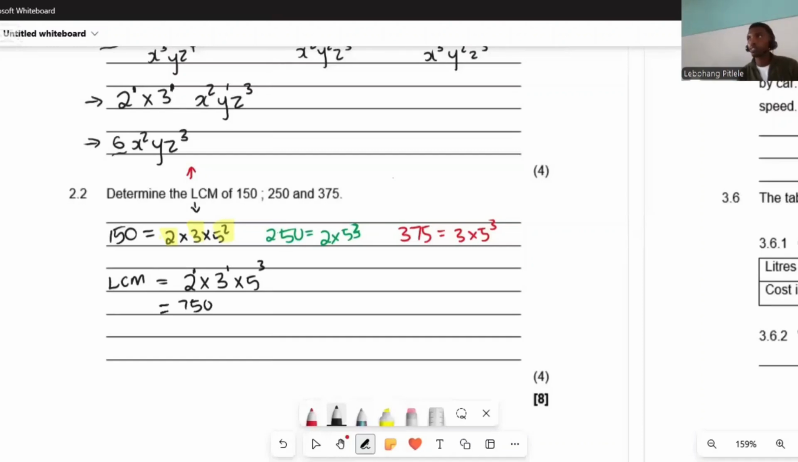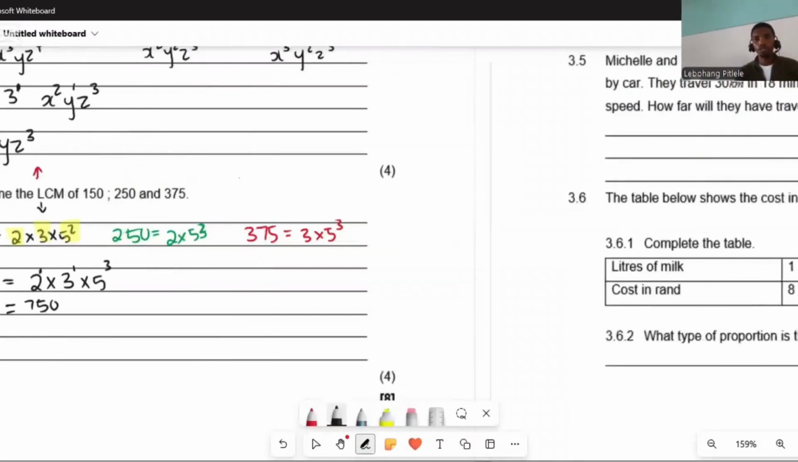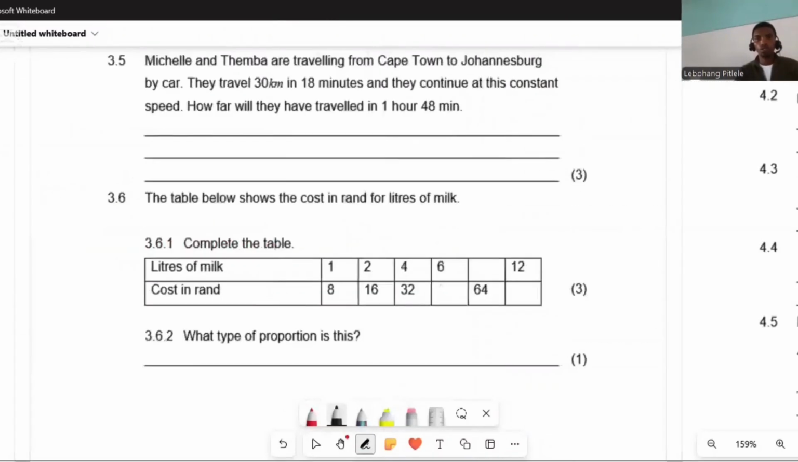How much do you get? Do it that way. So question 2, we are okay. Fine. Let's check question 3 now.